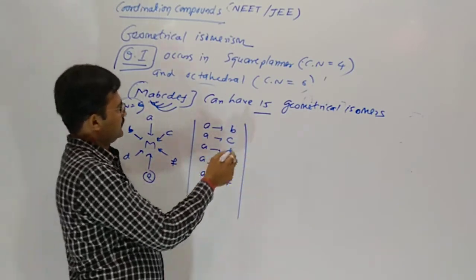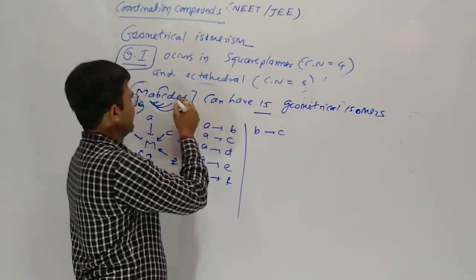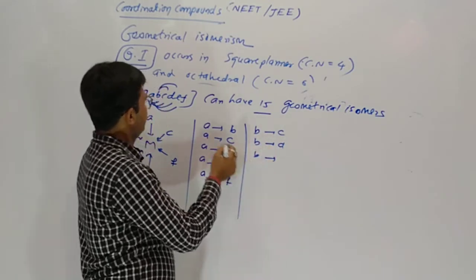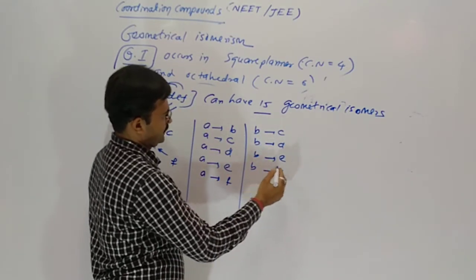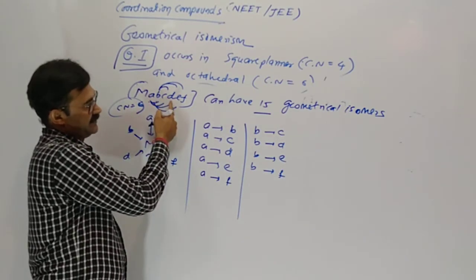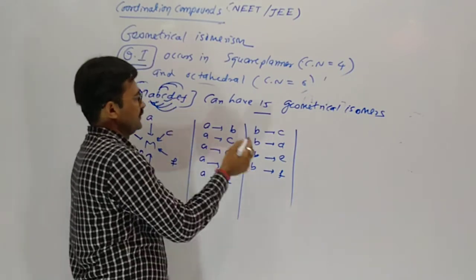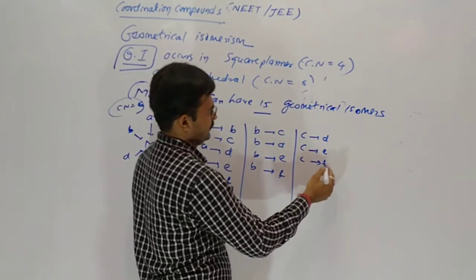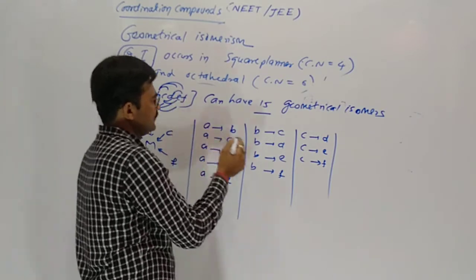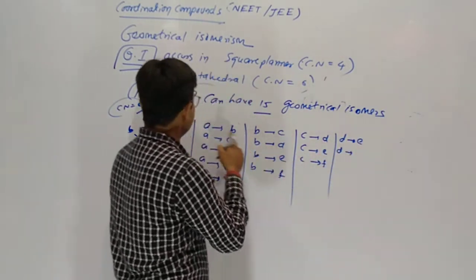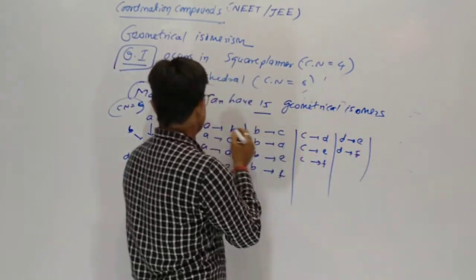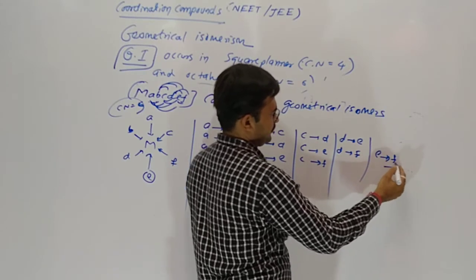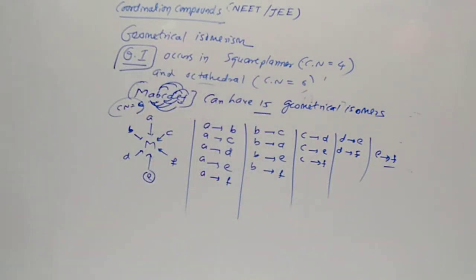So these are 5. Now B opposite to C, B opposite to D, B with E, and B with F, then C with D, C with E, C with F, then D opposite to E, and D opposite to F, and last E opposite to F. So 5 plus 4 plus 3 and 2, 14 plus 1, 15. You have to draw this in your homework.